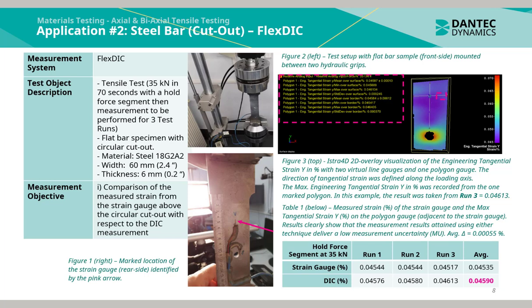In Figure 1 to the right, we see the marked location of the strain gauge on the rear side, identified by the pink arrow. In Figure 2 to the left, we see the test set up with flat bar sample of the front side mounted between the two hydraulic grips. In Figure 3 to the top, we see the ISTRA 4D 2D overlay visualization of the engineering tangential strain Y in percent with two virtual line gauges and one polygon gauge.